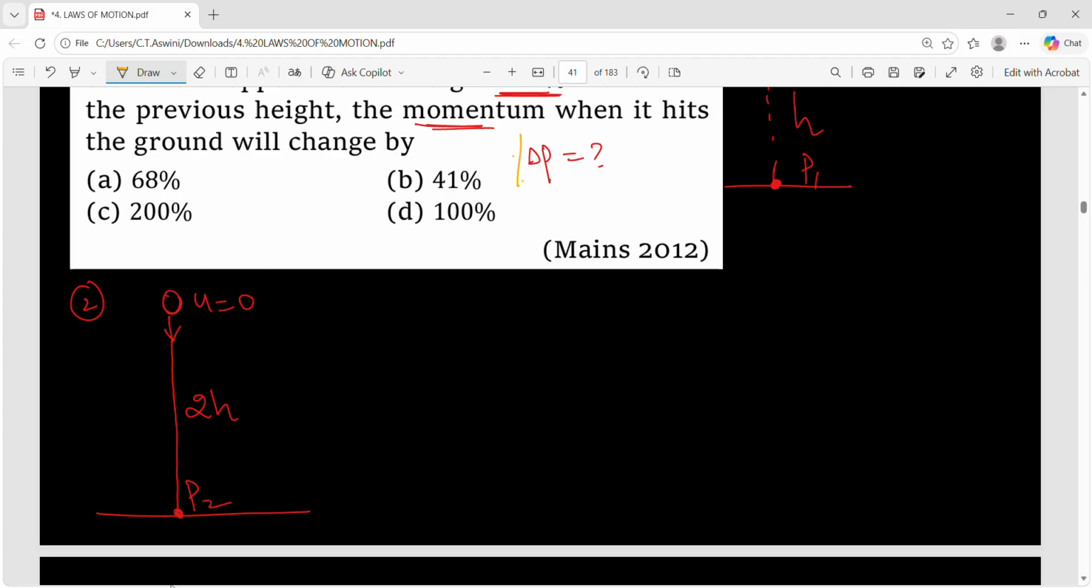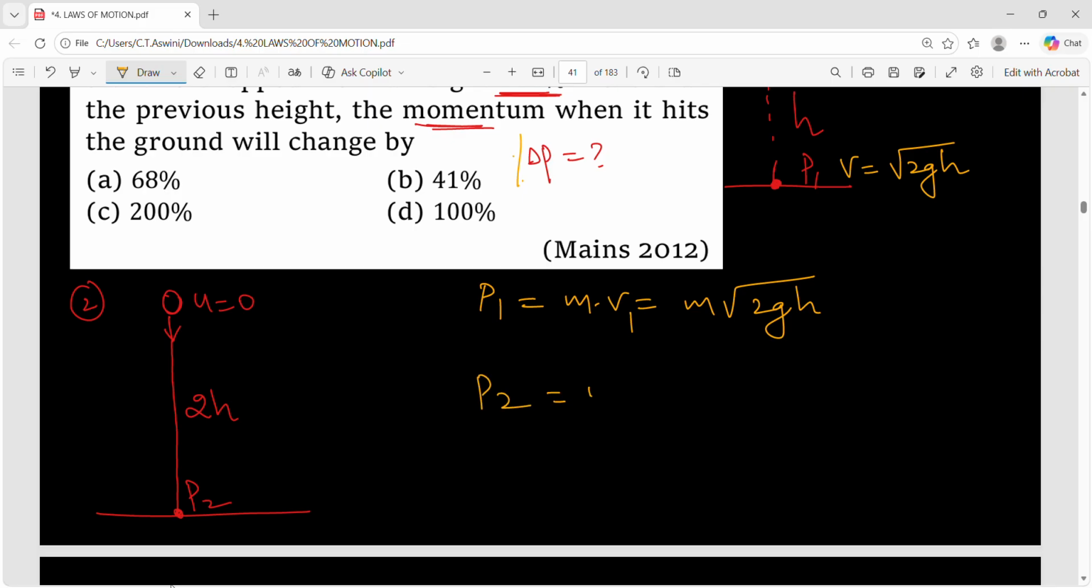So we want actually change in momentum. And if you see the options, it is percentage change in momentum. You need to calculate percentage change. So we'll do one thing. First, what is P1? Momentum is m into v, right? So m into v1. What is the velocity when the ball hits the ground? It is under root 2 into g into h, right? So m into root 2gh.